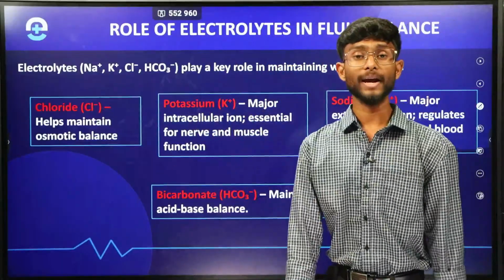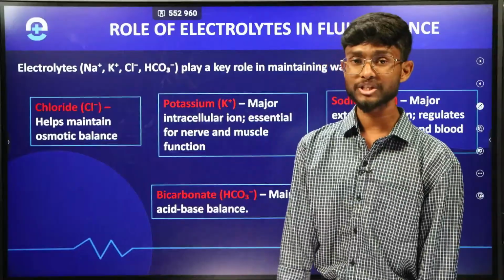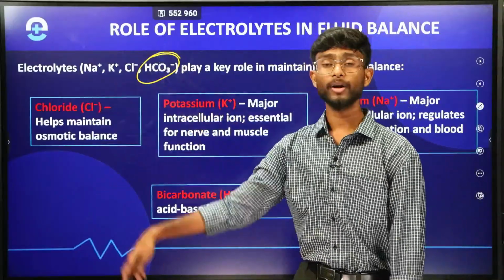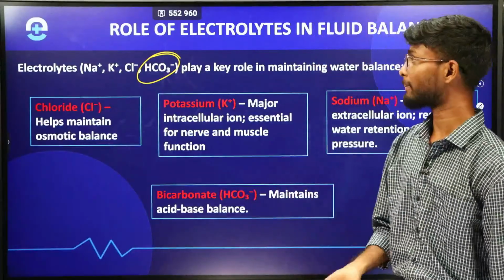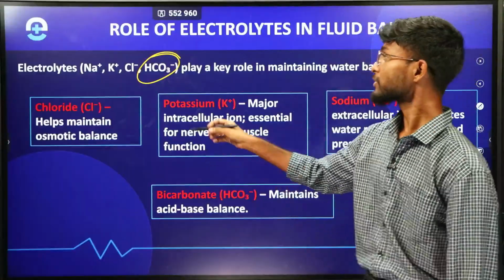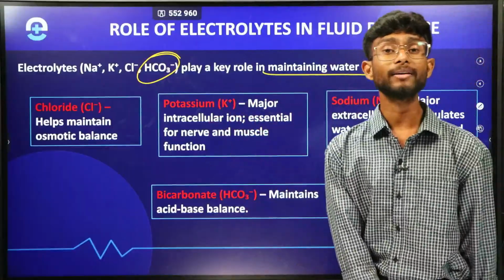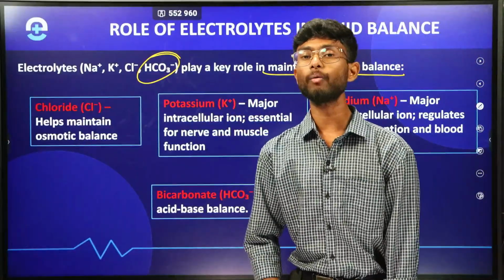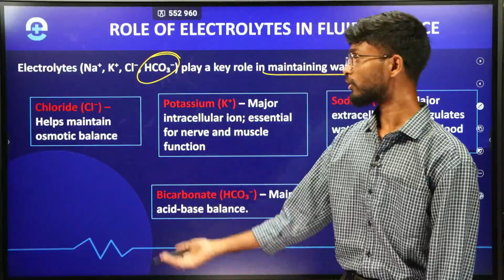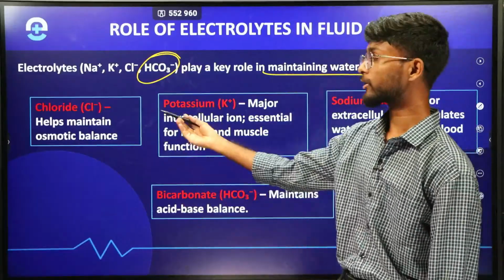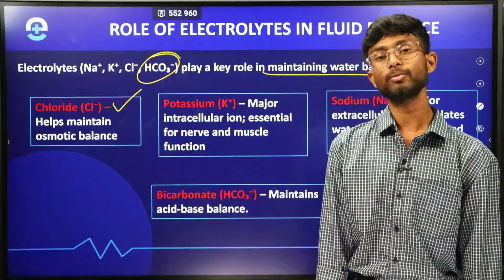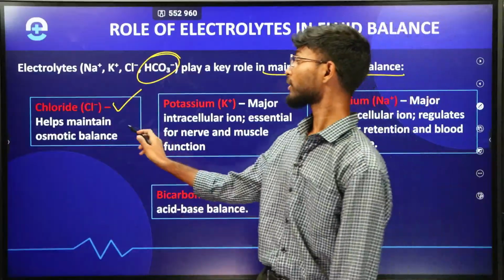Electrolytes like sodium, potassium, calcium, and bicarbonates are examples, and they play a key role in maintaining water balance. To maintain the water balance, these electrolytes are very important. What are those electrolytes? Number one is chloride, which helps to maintain the osmotic balance.